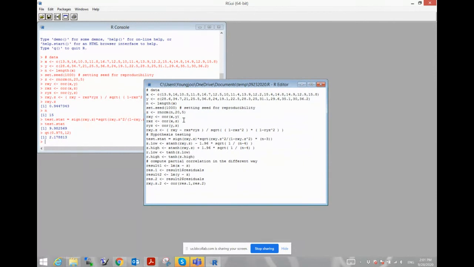And this makes sense because z is independently generated from x and y. z is not a function of x and y, so it is sensible to have this high value of test statistic and a significant result.